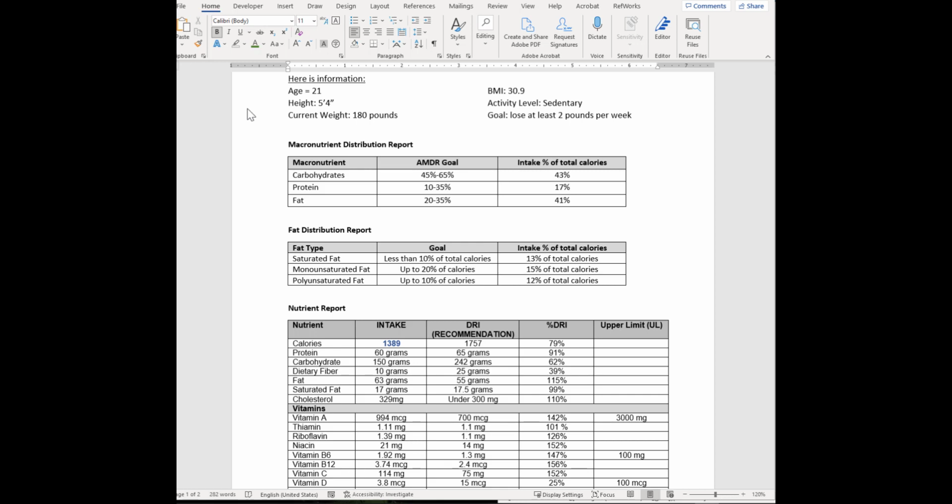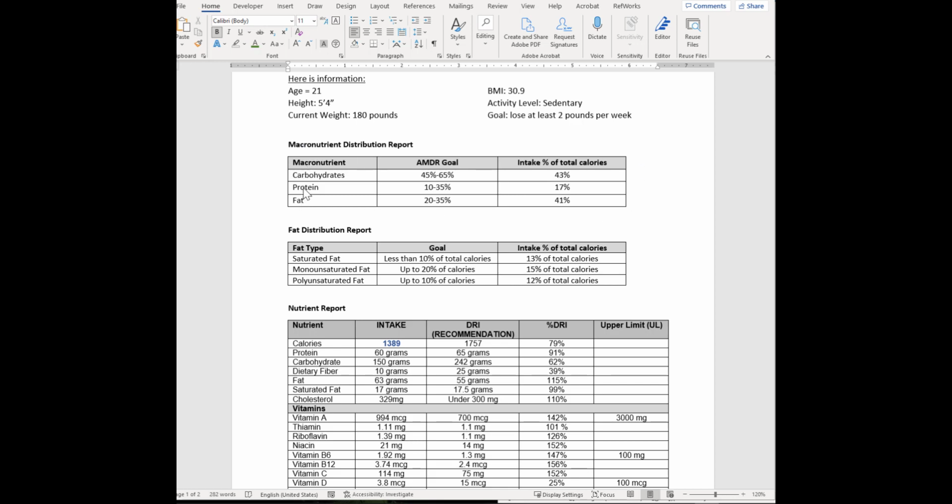We've been discussing the macronutrients and how much of our calorie intake should come from each of the macronutrients. So let's apply this to a real case. We have here an individual, 21 years old, 5'4", 180 pounds, with sedentary lifestyle. Let's take a look at the macronutrient distribution report.